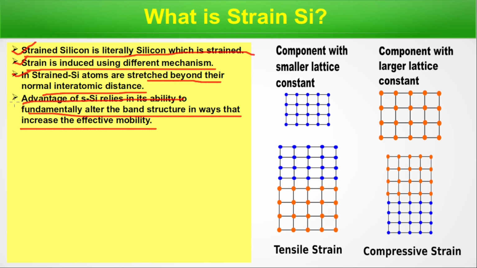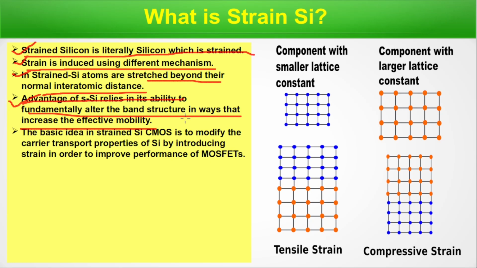The advantage of strained silicon relies on the ability to fundamentally alter the band structure. This strain basically alters the band structure, and thus we get the benefit of a mobility increase. The basic idea in strained silicon CMOS is to modify the carrier transport properties of silicon by introducing strain in order to improve the performance of the MOSFET. So strain is applied, the band structure is changed, and carrier transport property is improved. So we get better performance of the MOSFET as well as the circuit.